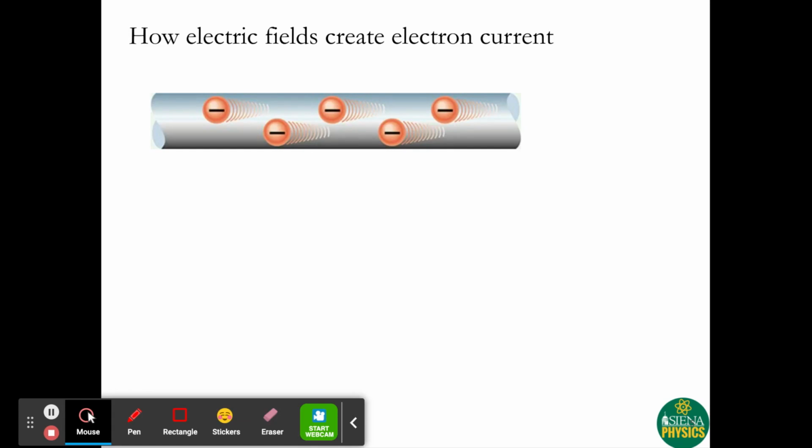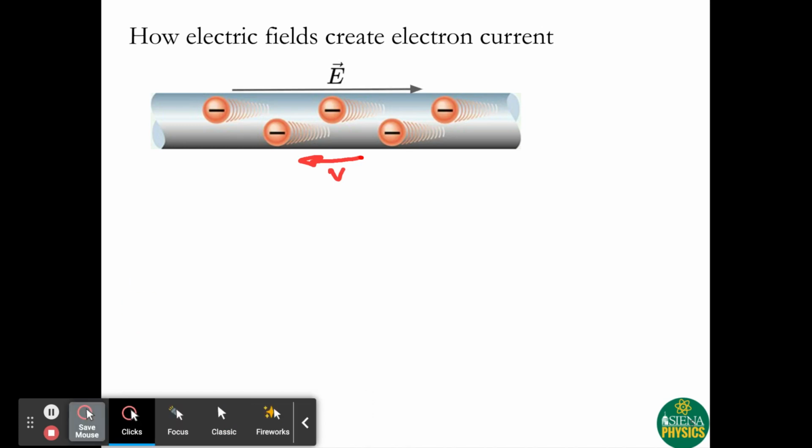Let's think a little bit about how the electrons are moving in the wire. We know these are negative charges and they are moving in this direction. That's their speed. If we recall, electric fields show us the direction of motion of the positive charges, so we expect our electric field to be to the right, which is what it is.